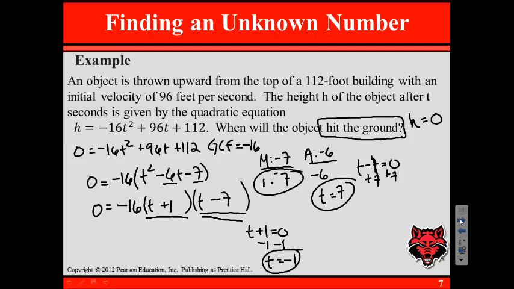So let's use the logic test again to see which answers make sense and which ones don't. T represents time. I've never seen a clock or a stopwatch that records negative time, so it doesn't make sense to have a negative answer when we're talking about time. The only good answer we have here is t equals 7.